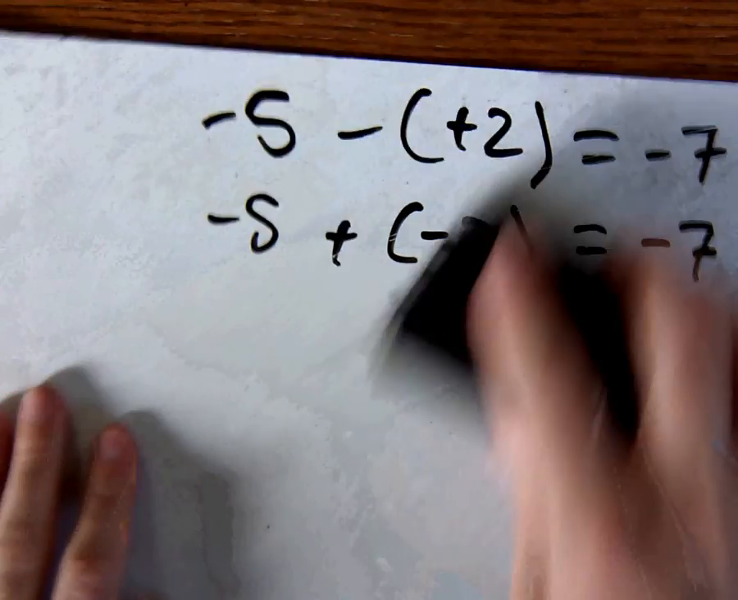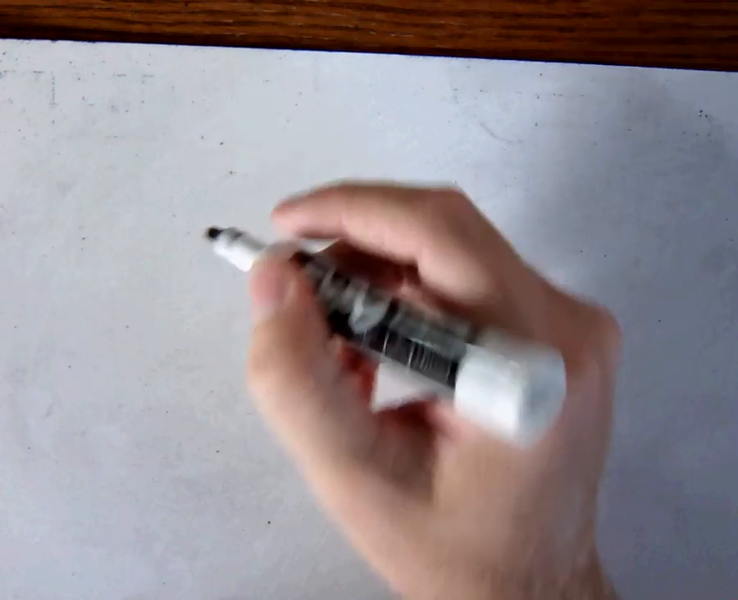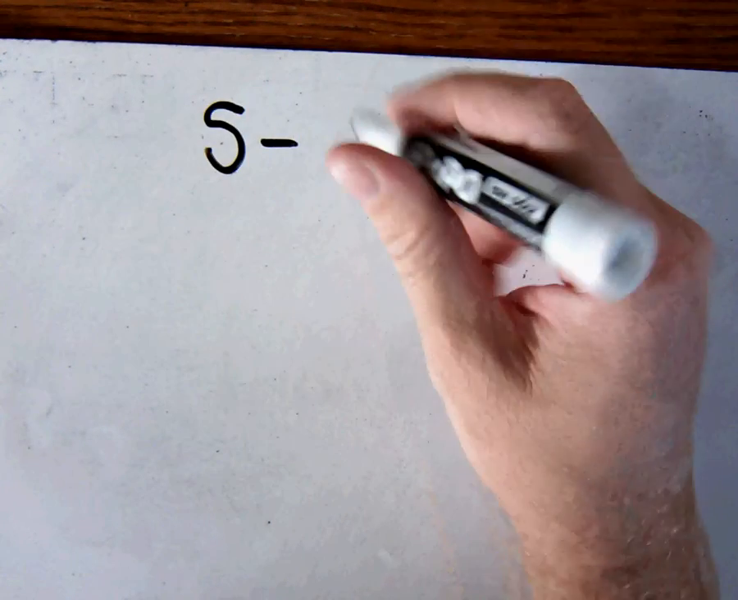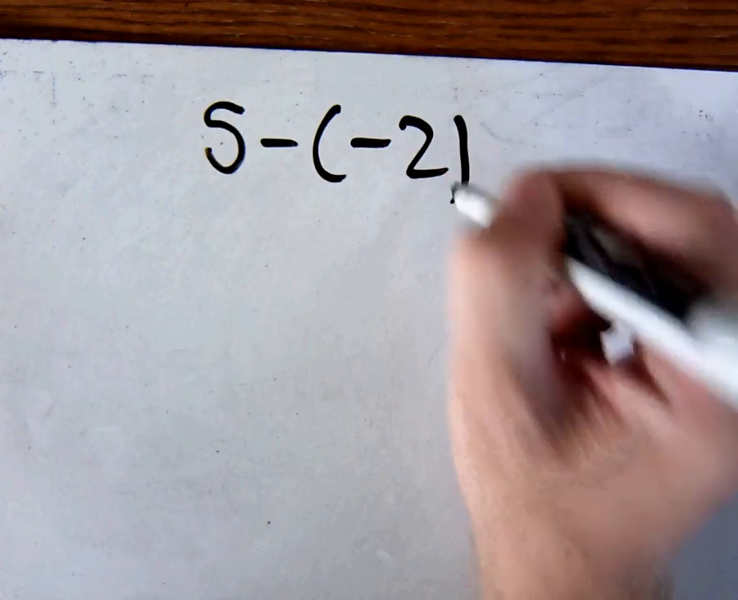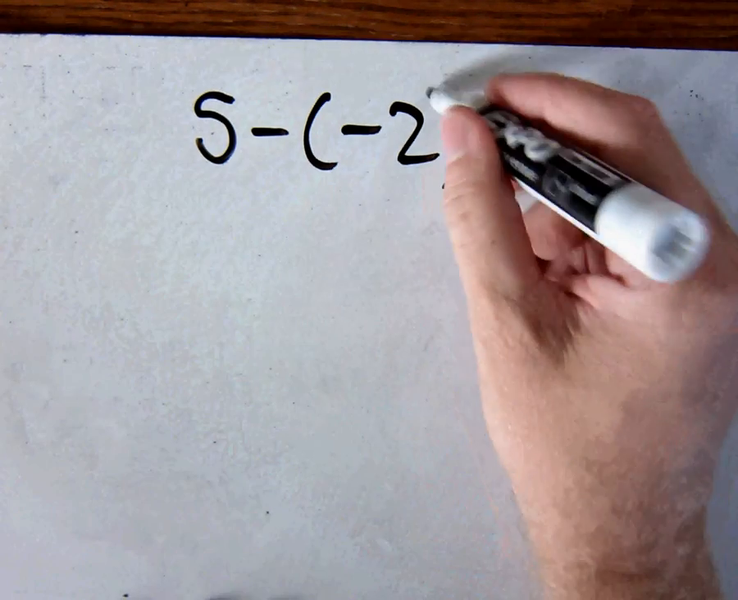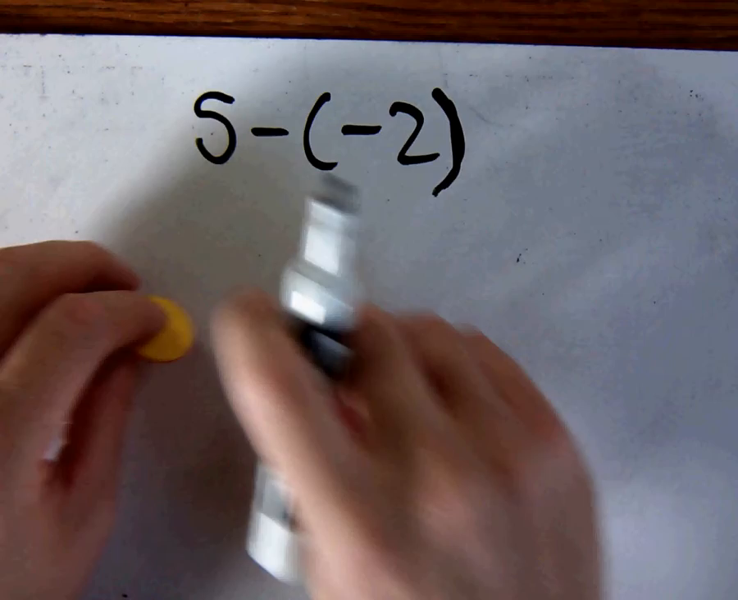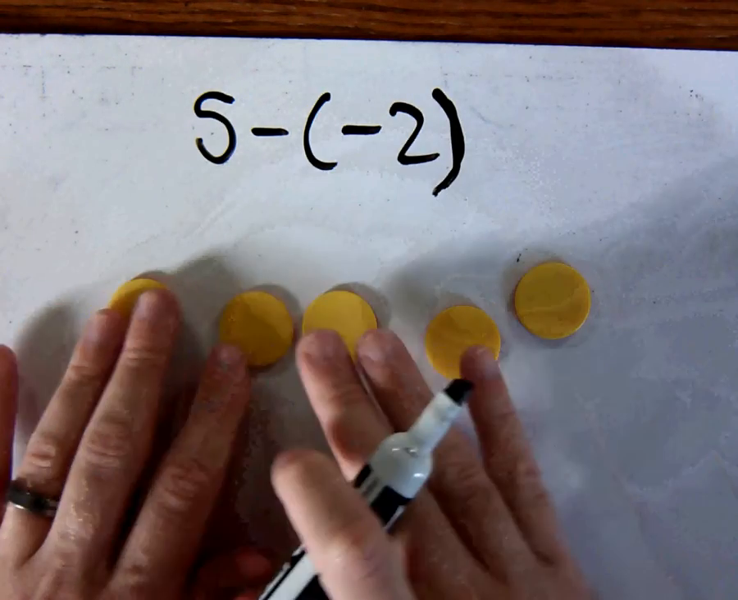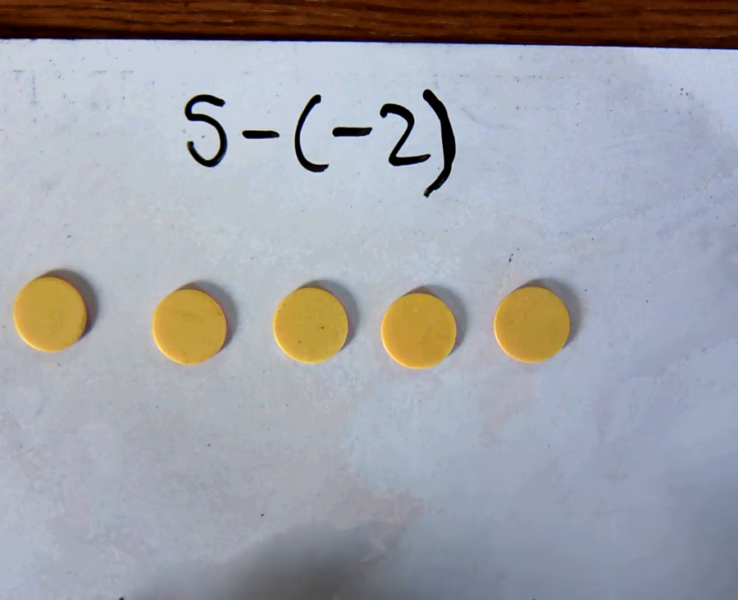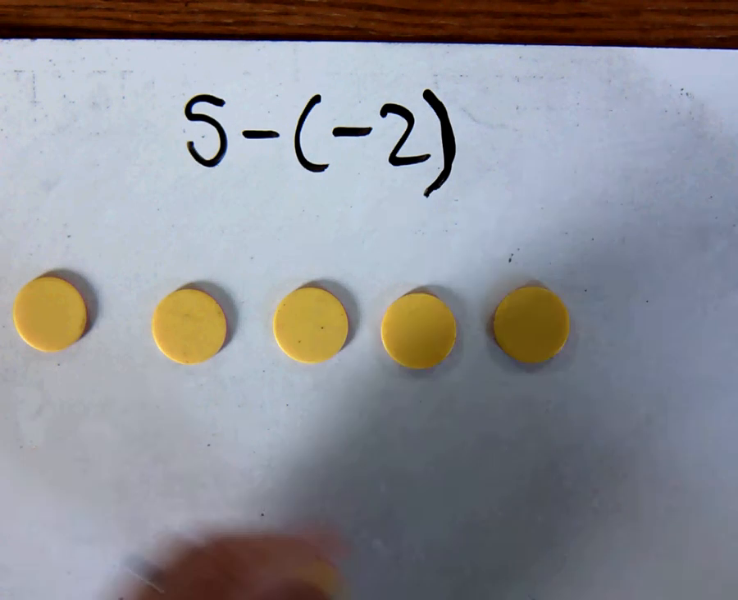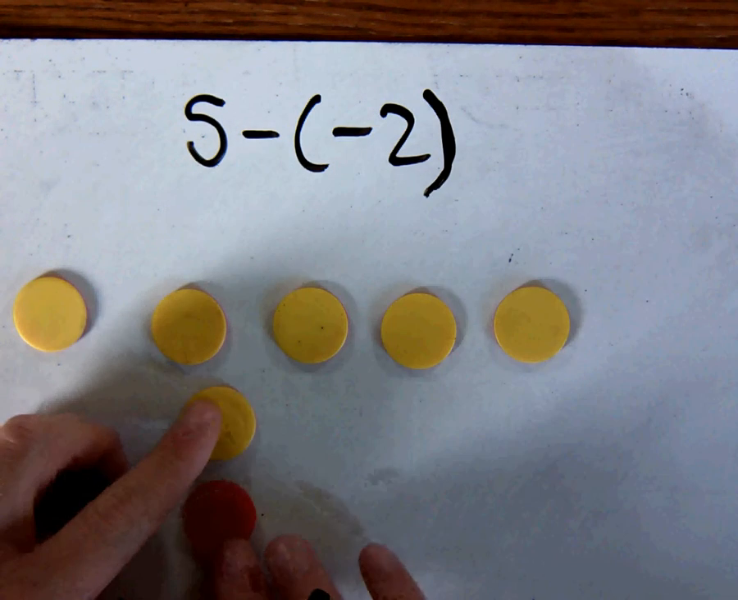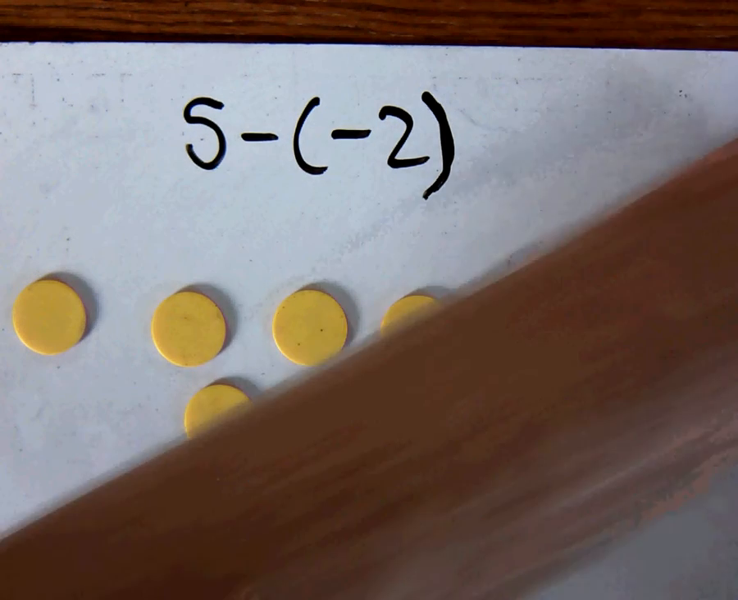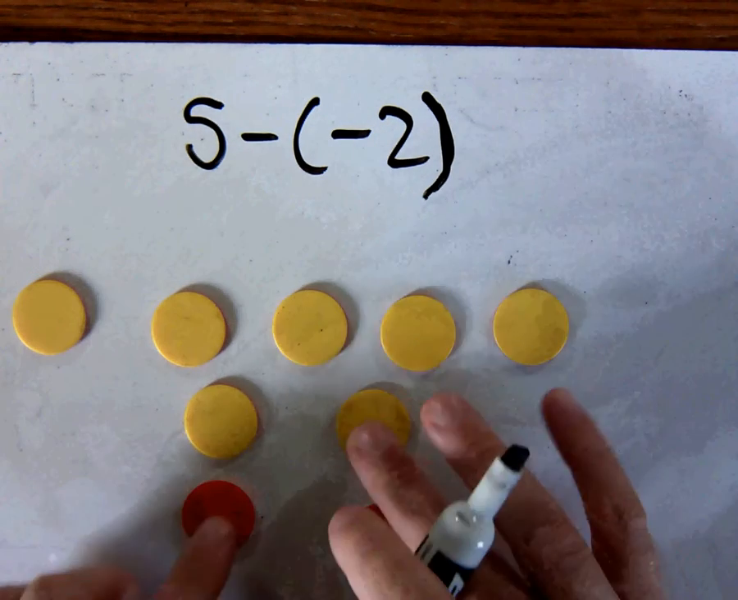Okay. Next one. What about 5 minus negative 2? This is positive 5. And I want to subtract negative 2. Well, I don't have any negative 2s on the board. So remember, to subtract a negative 2, I have to put zero pairs on the board.